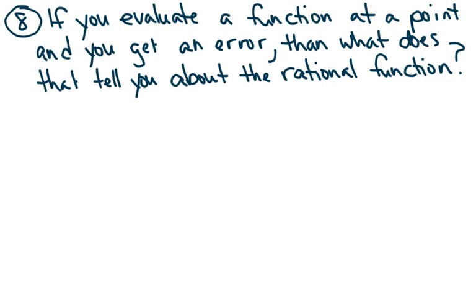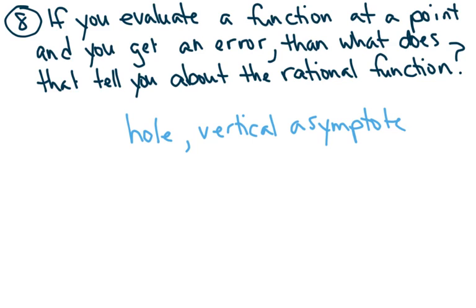Number 8 says, if you evaluate a function at a point and you get an error, then what does that tell you about the rational function? Anytime you plug a number into a function and you get an error message, it means you are either going to have a hole or a vertical asymptote. You're not going to know which one it is unless you actually know what the function is, so you can determine if it's a hole or vertical asymptote.